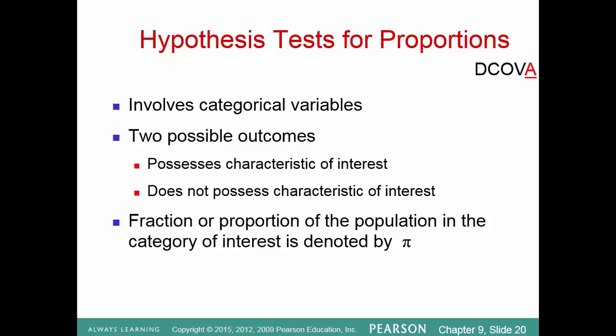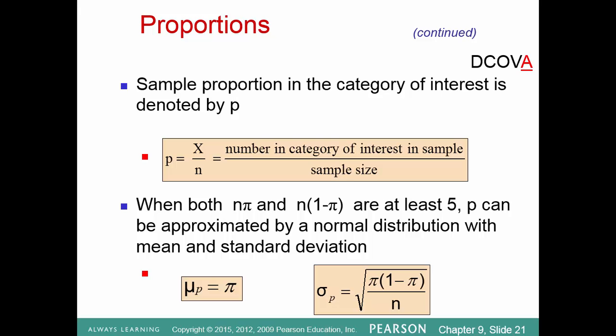You can also do a hypothesis test for proportions. Proportions involve categorical variables. Those are variables that have two possible outcomes. The population proportion is denoted by pi. The sample proportion is denoted by small p. When both n times pi and n times 1 minus pi are at least 5, we can do a z-test, because then p, the sample proportion, can be approximated by a normal distribution with a known mean and standard deviation, and those are the formulas for them down below.